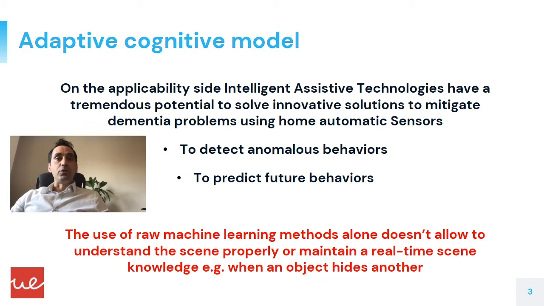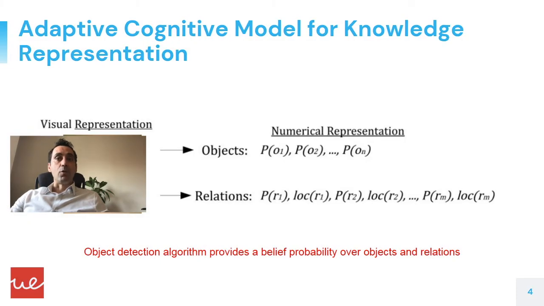We also know that the use of raw machine learning methods by themselves doesn't allow us to understand the scene properly or to maintain real-time scene knowledge. For instance, whenever there is an object that hides another, if we don't have a proper cognitive model that represents the knowledge, then we will not be able to know exactly what is happening in the scene.